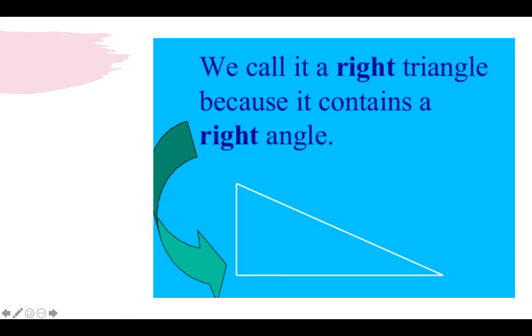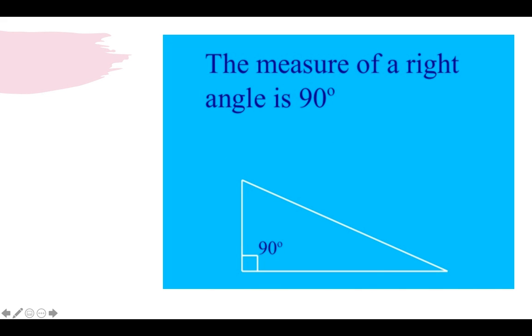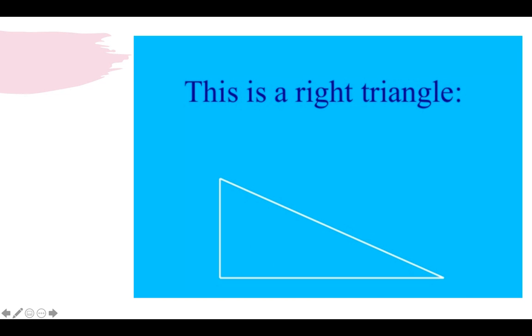This works for right triangles. Here's a right triangle here. We call this a right triangle because you can see the arrow is pointed to a right angle. We know that right angles equal 90 degrees. Here's an example of a right triangle for you.